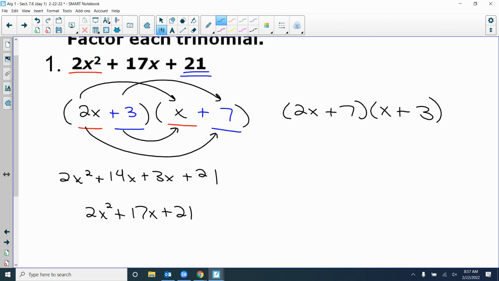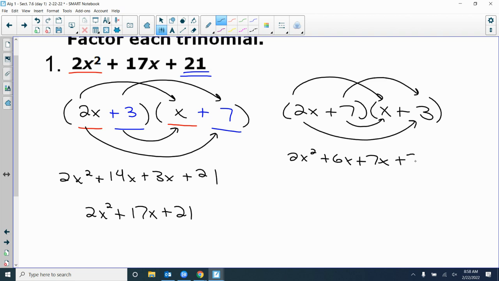Now, how do I know the other one's wrong? Let me show you that it's wrong. 2x times x is 2x squared. What's 2x times 3? 6x. What's 7 times x? 7x. And what's 7 times 3? And what do we get when we add those two middle terms together? 13x. Okay, which one did we want? We wanted 17. So there's your right answer.